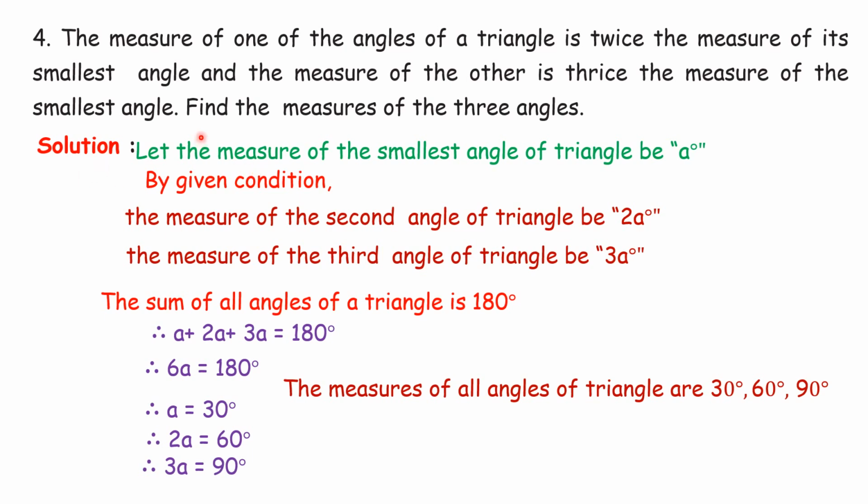If it is asked which type of triangle it is? It is a right angle triangle because one of the angles is 90 degrees, or a right angle. Similarly, the measures of all angles are different. Therefore, this is also a scalene right angle triangle.